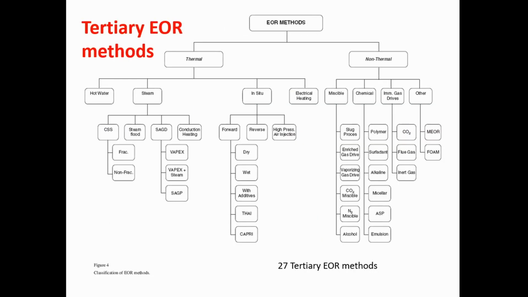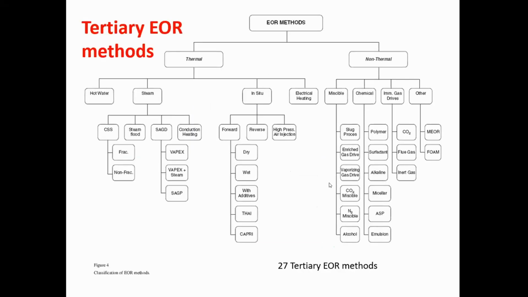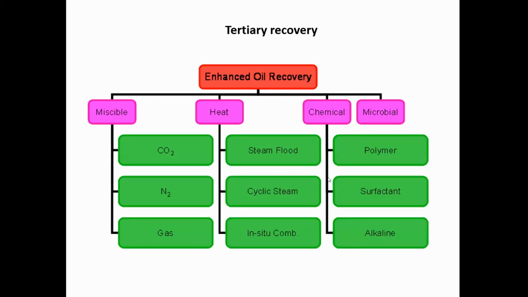So remember, this is the menu. It could be this is a smaller menu, this is a shorter menu. This is the major menu. This is a small menu, which I will talk on some of them later on. I will talk about CO2. I will talk about nitrogen. I will talk about steam. I will talk about polymer and surfactant. I will talk a little bit about microbial as well.